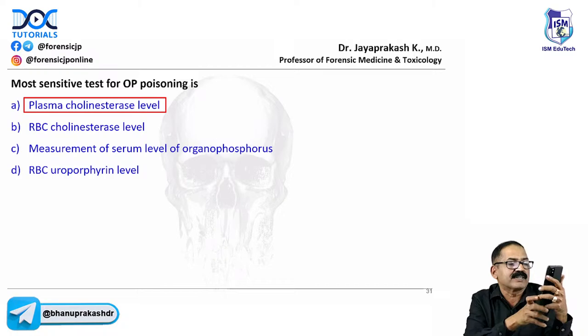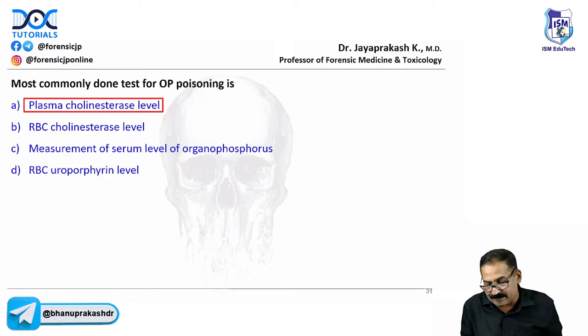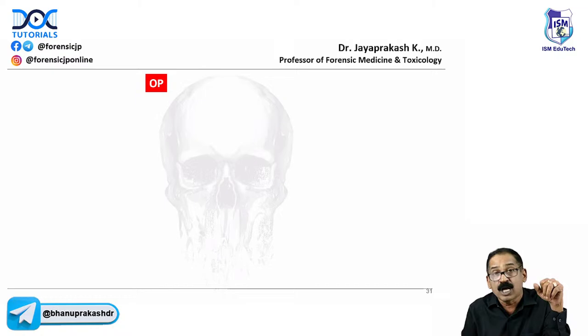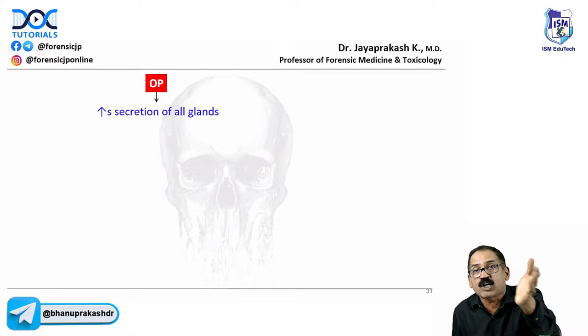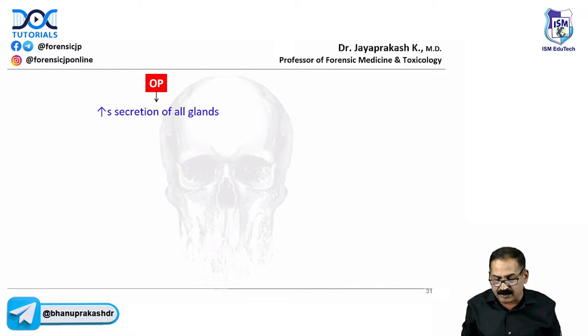Most commonly done test for OP poisoning is plasma cholinesterase level. Clinical effects are due to RBC cholinesterase. OP increases the secretion of all the glands. Remember, exactly opposite with Datura. Datura decreases the secretion of all the glands. OP increases the secretion of all the glands.